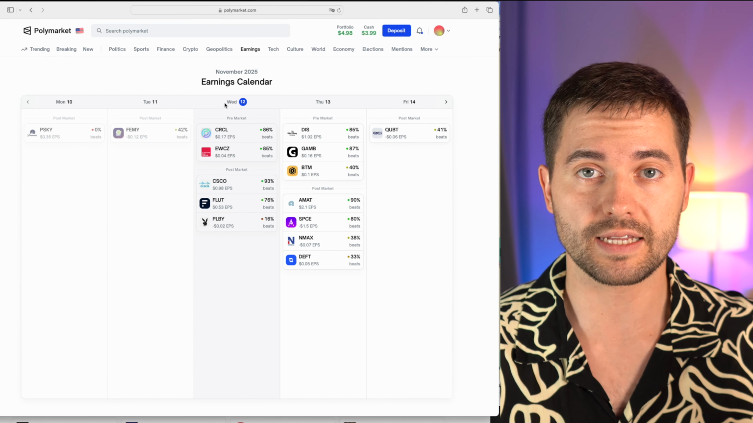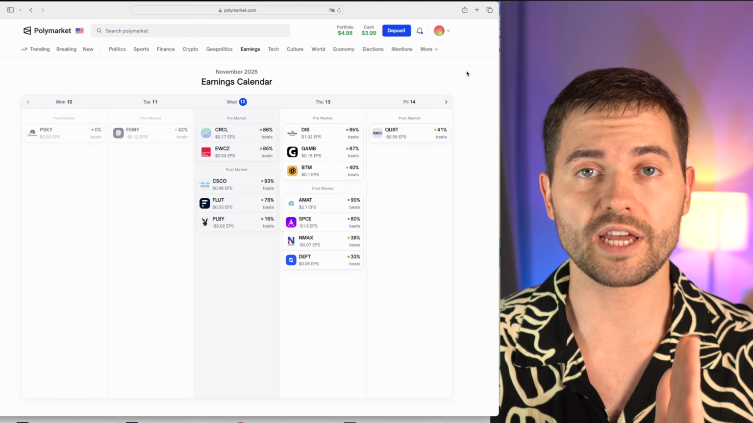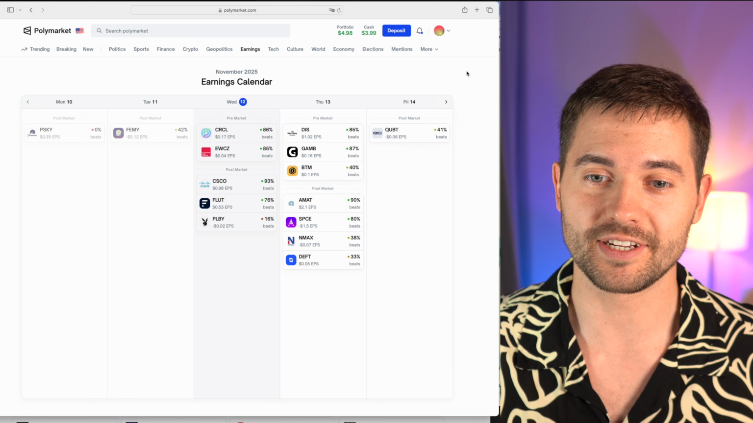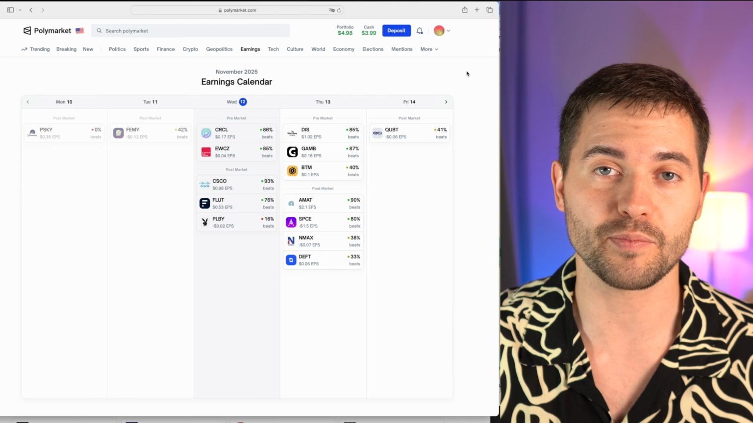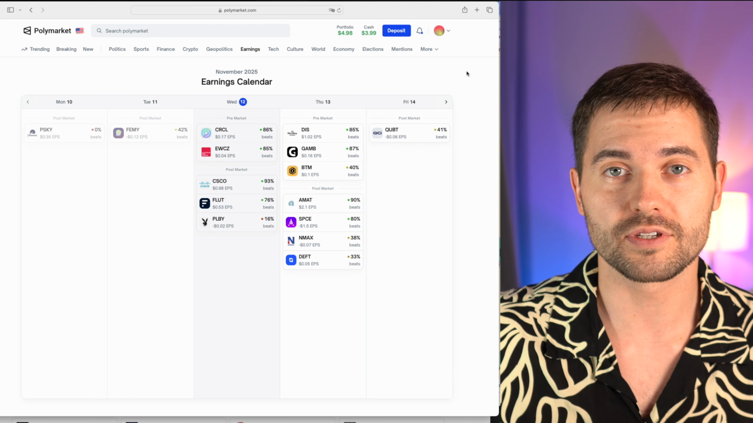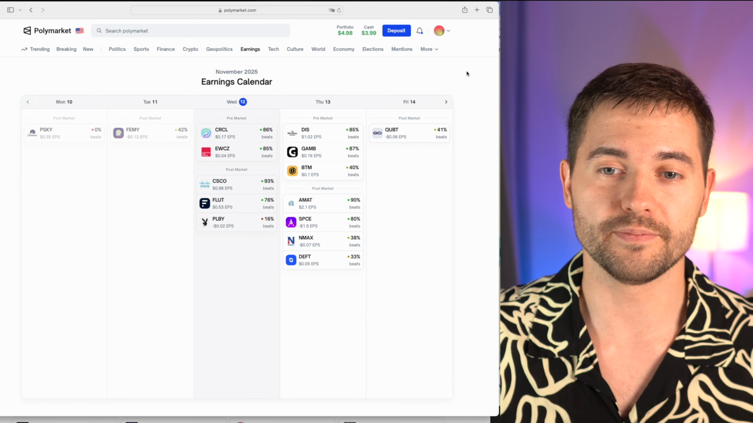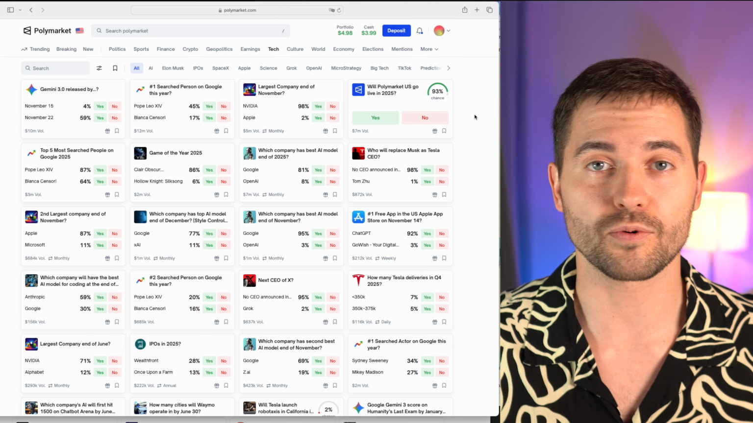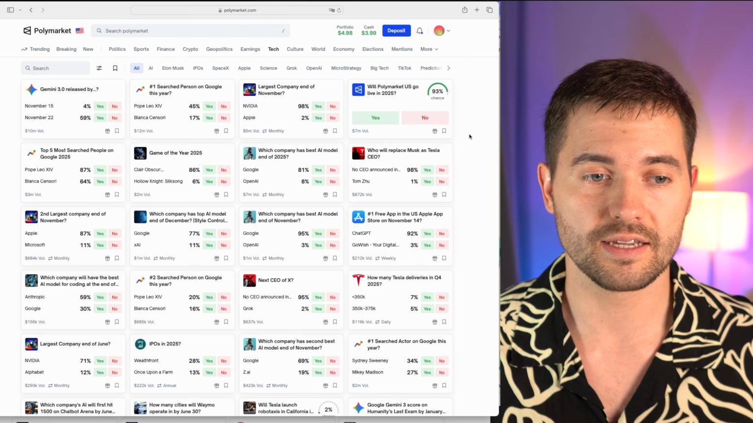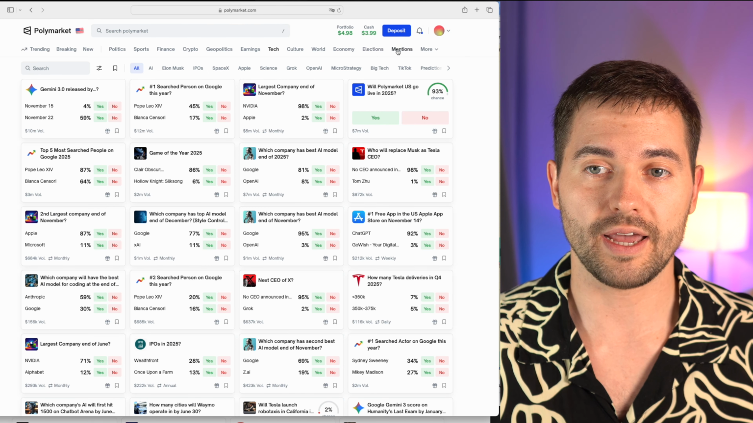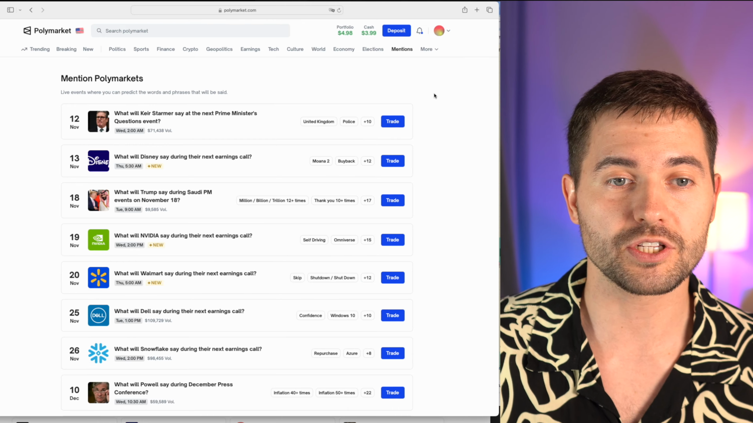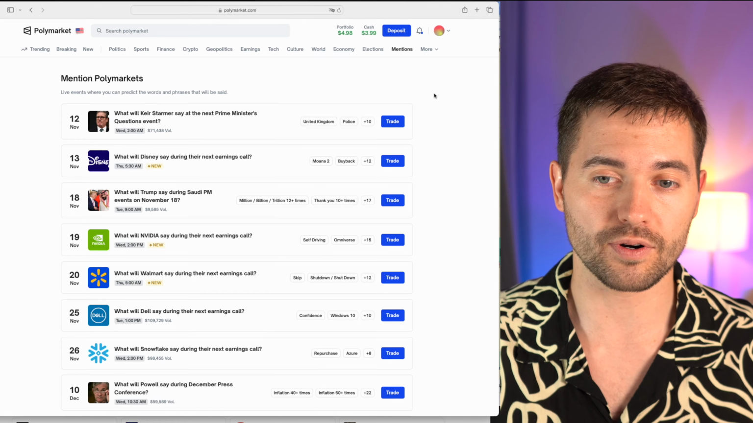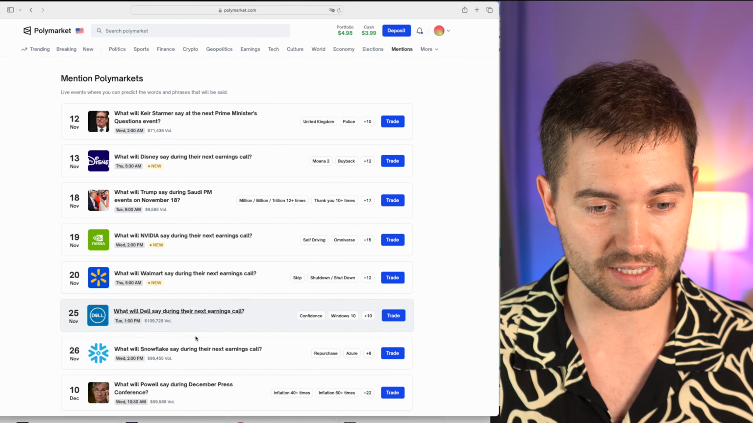Earnings is very nicely done in a calendar way, so you can see when a certain earnings call is going to take place. And again, if you have insider information, if you are an executive or VP of a certain company and you know that data, you can use crypto to commit a crime. Tech is different tech events, for example, whether Tesla will launch robotaxis, that is a big one. And we also have mentions, which is whether someone will mention certain words when they provide a speech. When the president says something, or if Jerome Powell will say something, that's the one we see here.